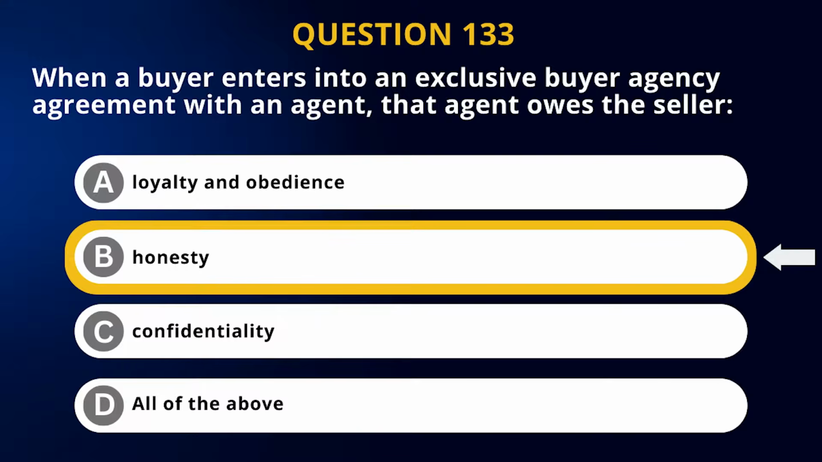These other ones, letter A is fiduciary obligation, loyalty and obedience. You owe that to the buyer, not the seller. Confidentiality, you owe that to the buyer, not the seller. And all of the above is not an answer. So honesty is what you owe the customer, and the seller becomes the customer in this scenario because the buyer enters into an exclusive agency agreement with a buyer's agent.